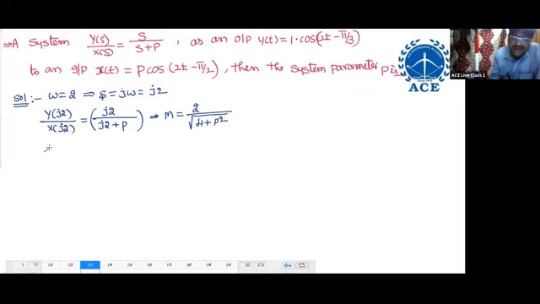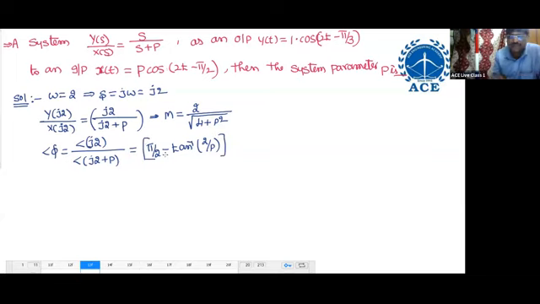What is the phase angle? Angle of j2 by angle of j2 plus p equal to pi by 2 minus, or we can write 90 also. So you'll write in terms of pi. Pi by 2 means 90, minus tan inverse of 2 by p.